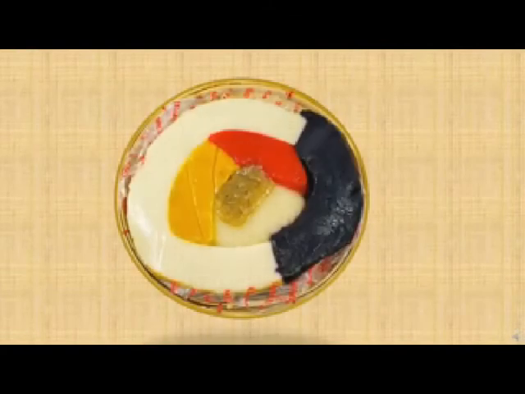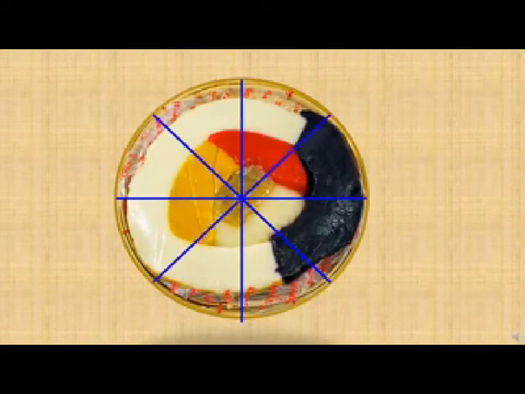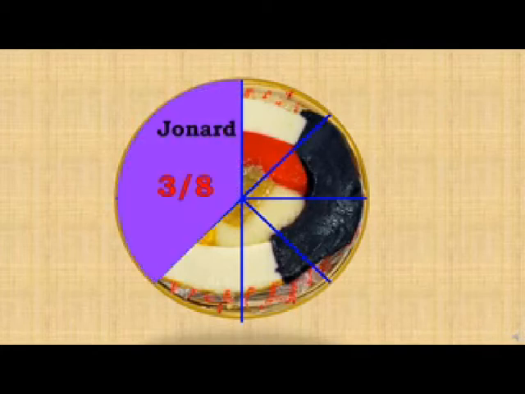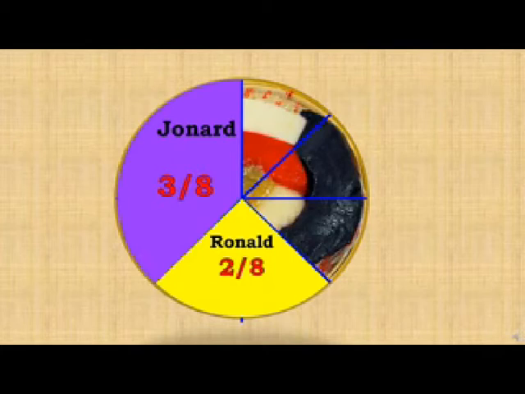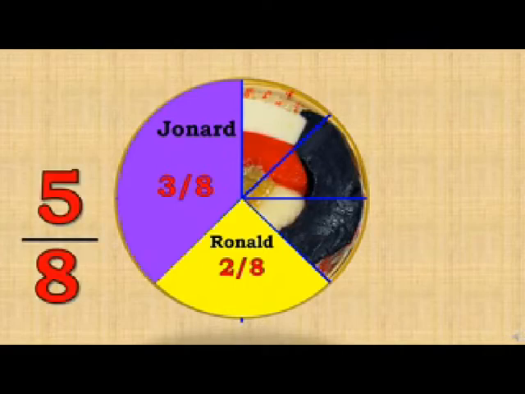Mary Ann bought sapin-sapin. She sliced it into 8 pieces. She gave 3 parts to Jonard and 2 parts to Ronald. How many parts of sapin-sapin did Jonard and Ronald get? You are right. 5/8. We all know how to add similar fractions.